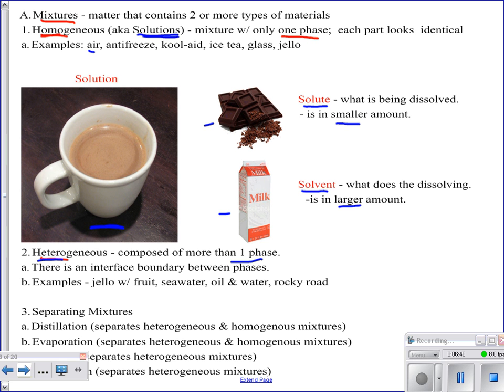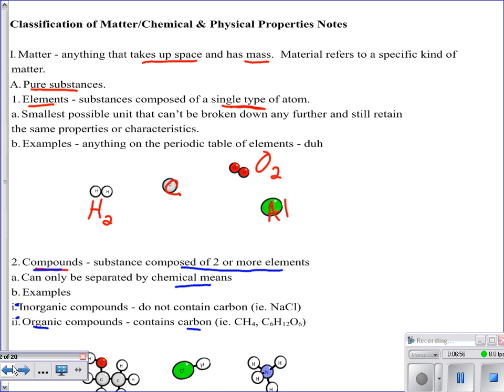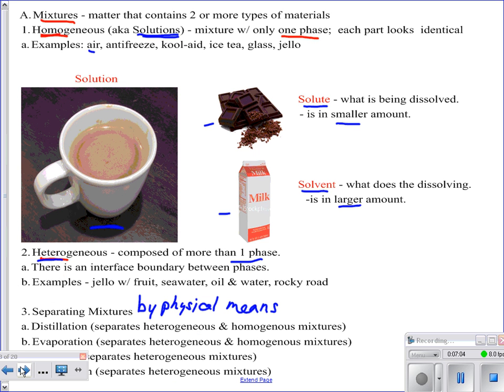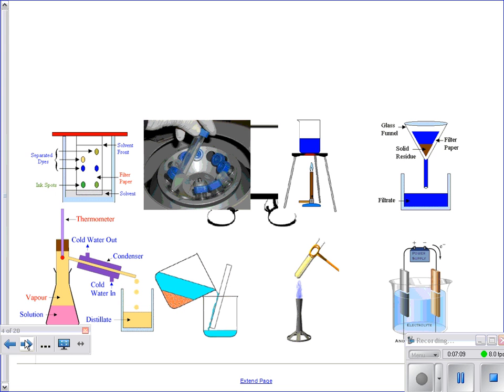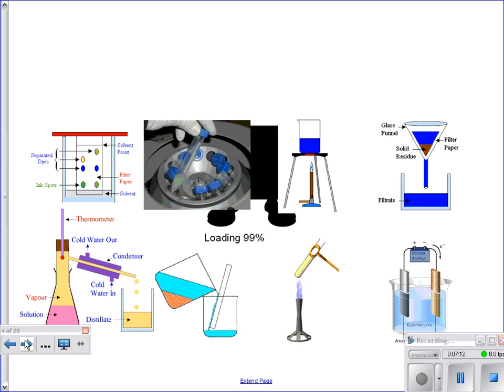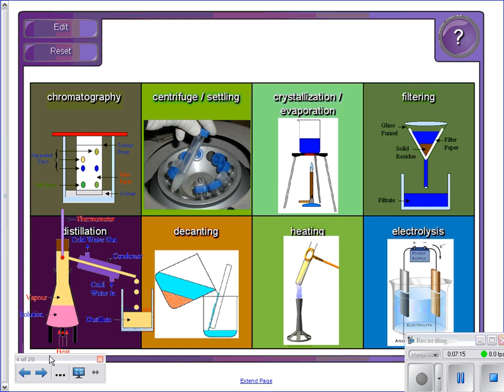The other part about mixtures is that we can separate them very easily, and we can separate mixtures by physical means. Remember that with compounds, we said that they can only be separated by chemical means. Right here is where we've got that. But with mixtures, you can use physical means. So some physical means that we've got are listed here. You've got this on your sheet. I'm going to go ahead and flip to this slide right here where it maybe shows it a little bit differently. I think the first one on your outline is distillation.